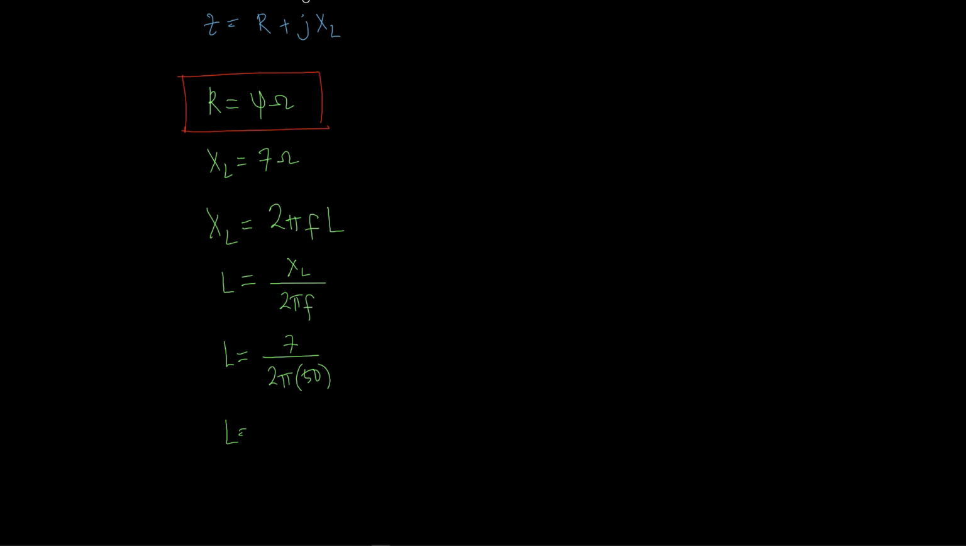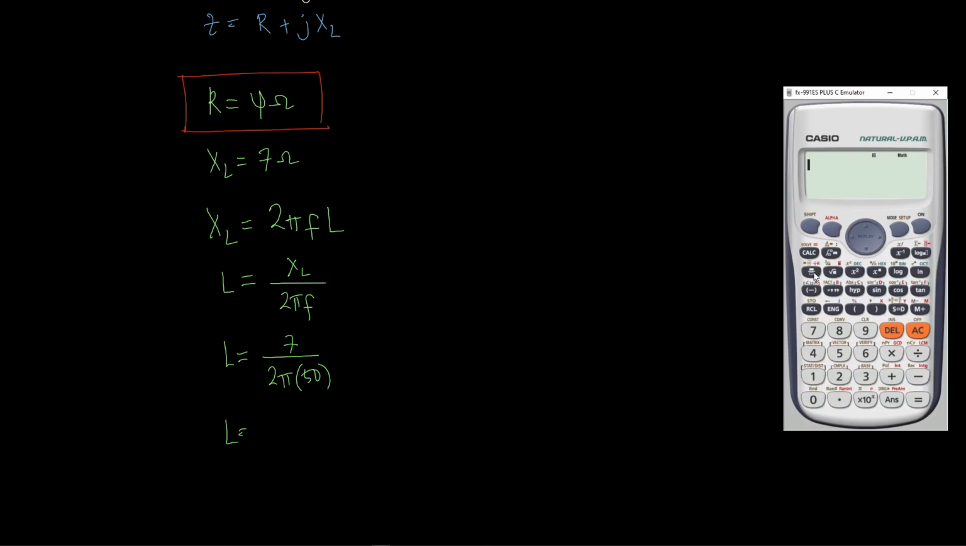calculator, 7 over 2 pi times 50. So we have, okay, pwede na to na siya isulat into engineering form. We have 22.282, that is milli. Milli na siya, di ba? So, milli Henry.